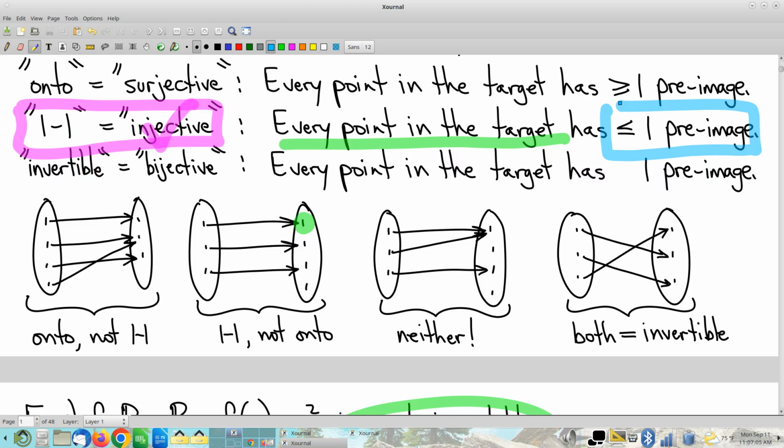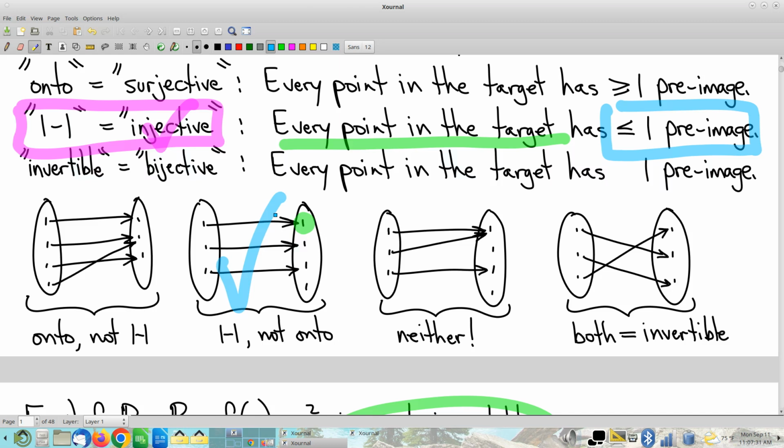So again, let's think it through and go down the list. This point has one, that is at most one. This point here has one, that is at most one. This has one, that is at most one. This has zero, which is at most one. Right? So this function here, it wasn't surjective, but it is injective.